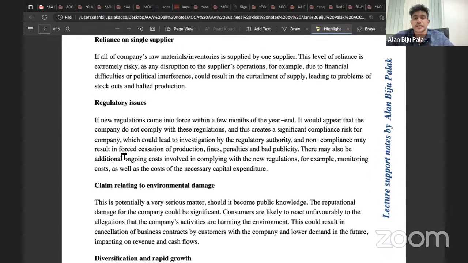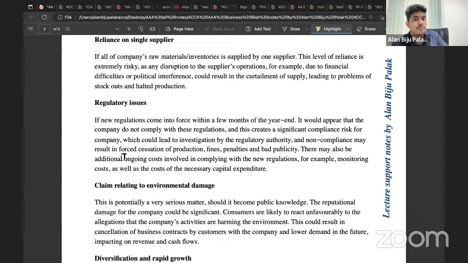And again, regulatory issues. So consider that if it is mentioned in the scenario that the country has introduced a new law and regulation, there's always possibility for two risks there. Consider that we are complying with the law and regulation. So if they need to comply with the law and regulation, sometimes they might need to spend a significant amount on capital expenditures, which might result in significant cash outflow for the company, and the company might face cash flow difficulties.